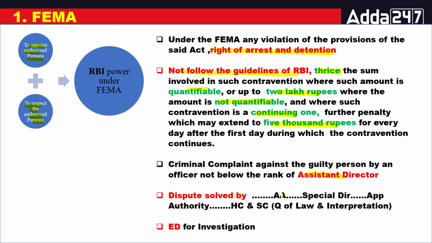Dispute is resolved by the adjudicating authority. Then the special director is the first appeal and the appellate authority is the second appeal. If there is a question of law or interpretation of law, then we can file the case in the High Court and Supreme Court also. And ED is there for the investigation.